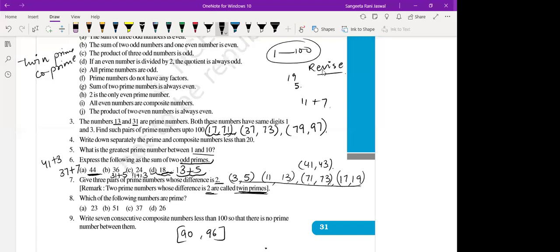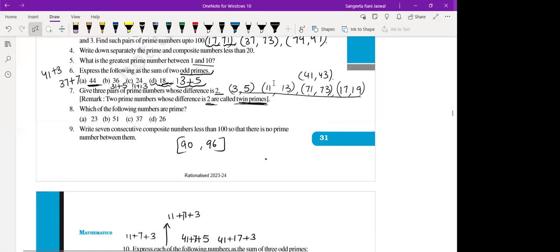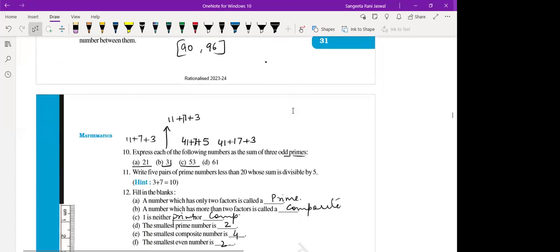Okay, now which of the following numbers are prime? From here you have to find the prime numbers. 23, 37. Okay, let's move further. Express each of the following numbers as the sum of 3 odd primes. Now it's saying about 3 odd primes. In the above question, we had 2 odd primes. Now it's 3. Now 21 to be expressed as 3 prime numbers.